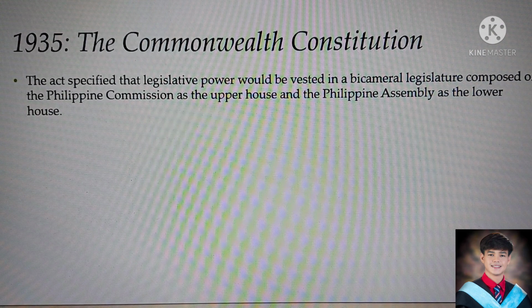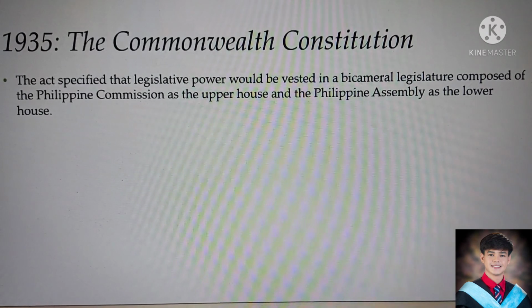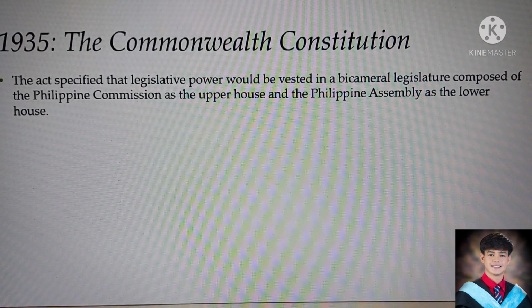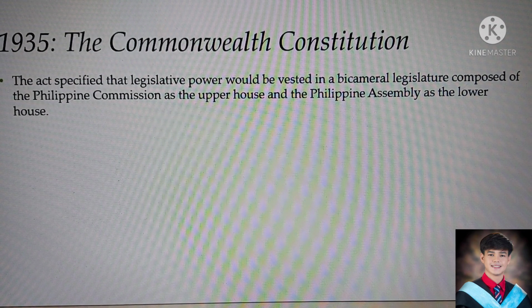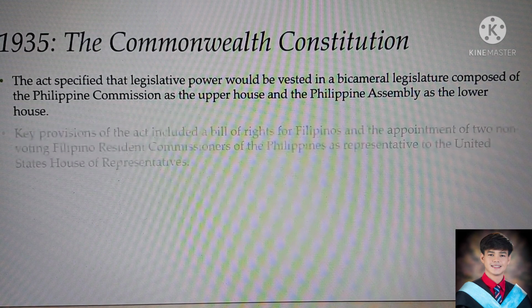The act specified that legislative power would be vested in the bicameral legislature composed of the Philippine Commission as the upper house and the Philippine Assembly as the lower house. So, kumbaga, itong Philippine Commission, ito yung counterpart ng Senate sa panahon natin ngayon. Tapos itong Philippine Assembly, it is the lower house, the House of Representatives, mga Congress, Congresswoman, Congressman.